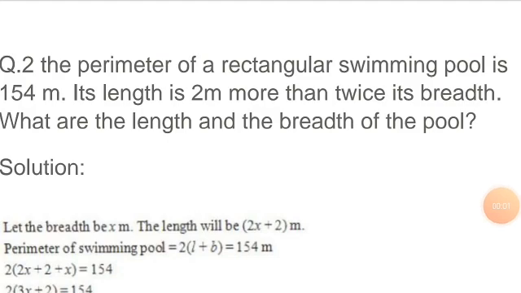Let us see question number 2. The perimeter of a rectangular swimming pool is 154 meter. Its length is 2 meter more than twice its breadth. What are the length and breadth of the pool?